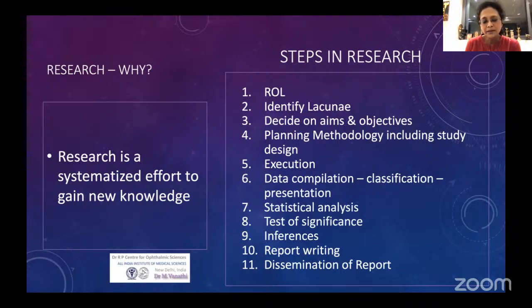So the steps in research: first, of course, is review of literature. Once you've reviewed all the literature on a particular subject which you are going to research about, then you identify the lacunae in knowledge, meaning what aspect of that particular subject is still not being described, or there is something which you need to understand further in that subject. Once this is done, this becomes the aim and objective of the research you're going to be doing here.